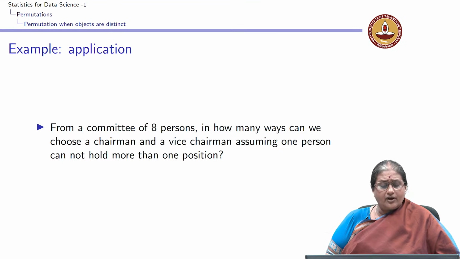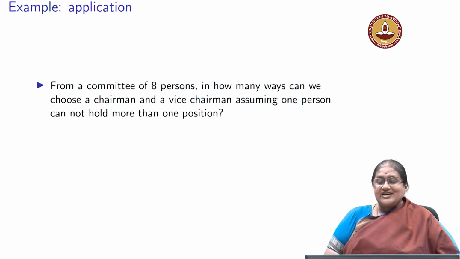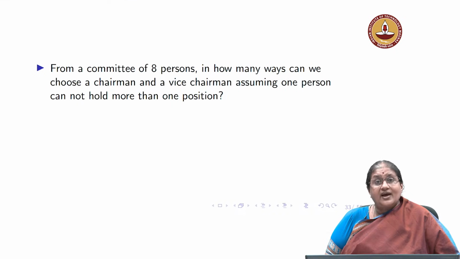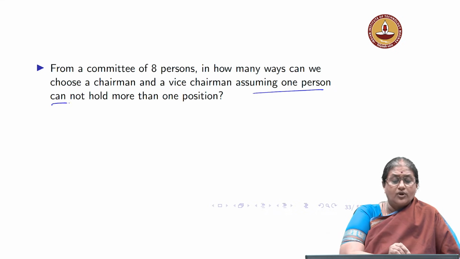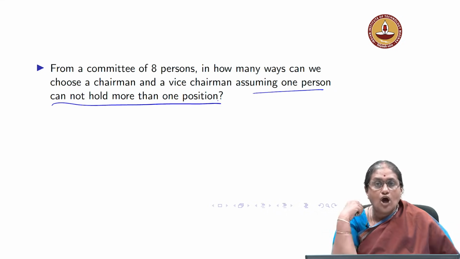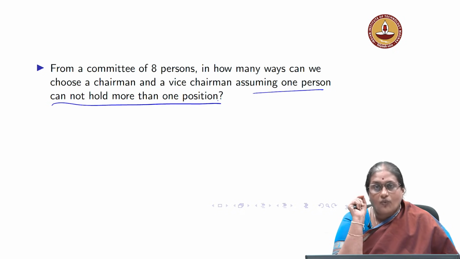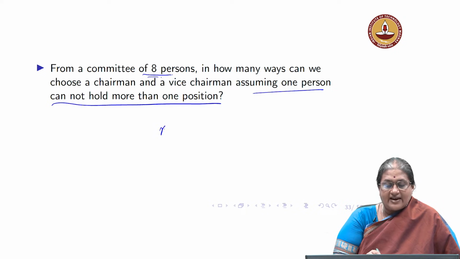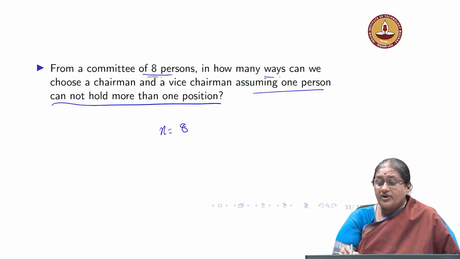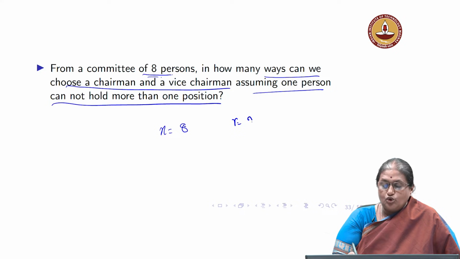Suppose I want to form a committee of 8 people. The question is, how many ways can we choose a chairman and a vice chairman, assuming one person cannot hold more than one position. So, the first part which we notice, that one person cannot hold more than one position, reflects the non-repetitive behavior of our requirement. From a committee of 8 persons, so n equal to 8, I want to see how many ways we can choose a chairman and a vice chairman. So, r equal to 2.